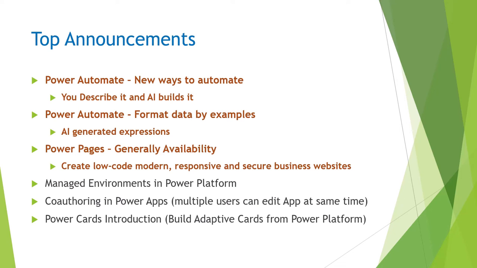In terms of Power Automate, there is a new template which has been introduced which says you describe it and AI, that is artificial intelligence, builds it for you. Another one is format data by examples. And the most important one, which I like the most, is Power Pages, which is generally available now. It's made generally available for all the public out there. So with the help of Power Pages, you can create low code, modern, responsive, and secure business websites, I will say. So these are the major announcements which I will be demoing today in this video.